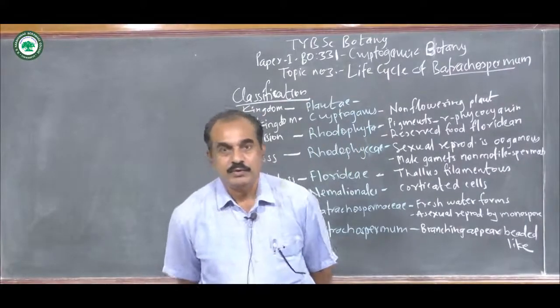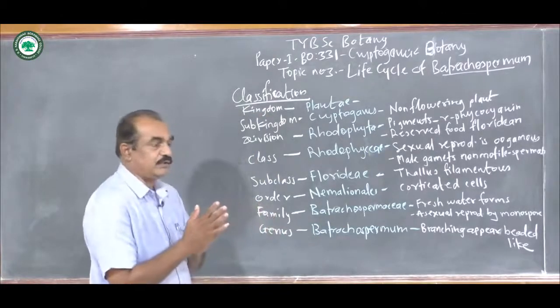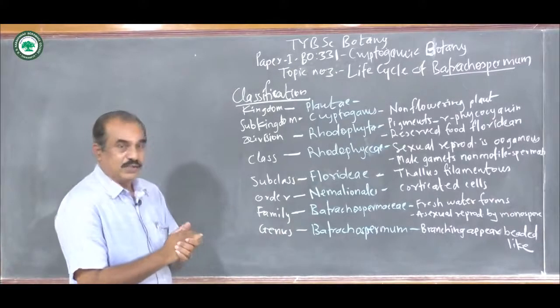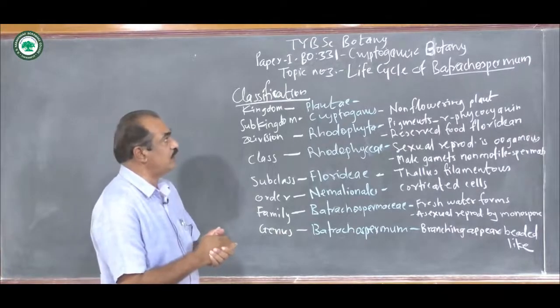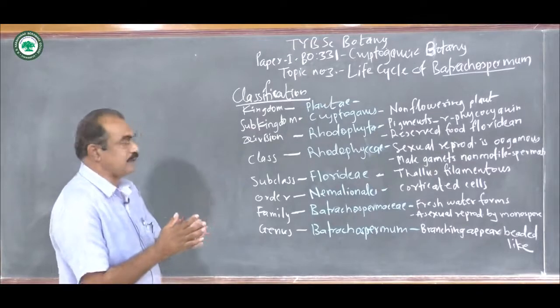Today, we are going to study T.Y.B.Sc Botany, Paper first, that is BO 331, Cryptogamic Botany, and from this, topic number 3, that is the life cycle of Batrachospermum. Now, first, that is the classification.